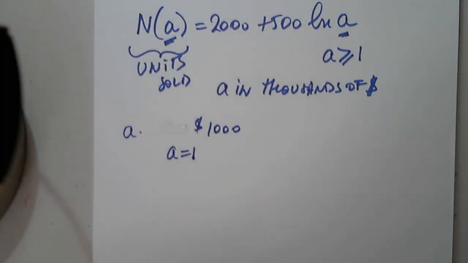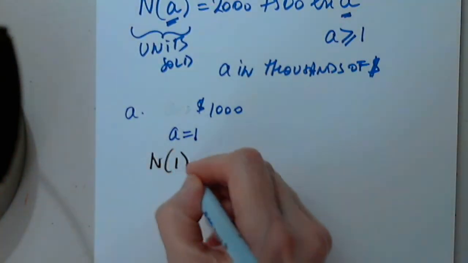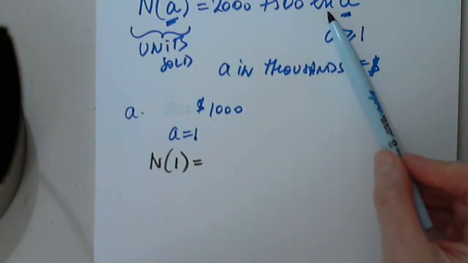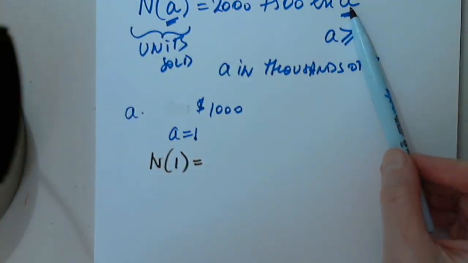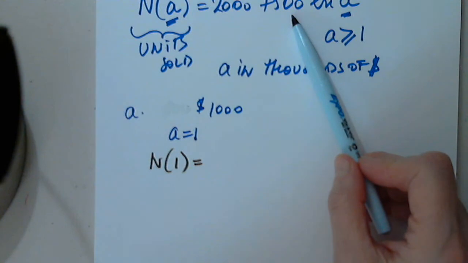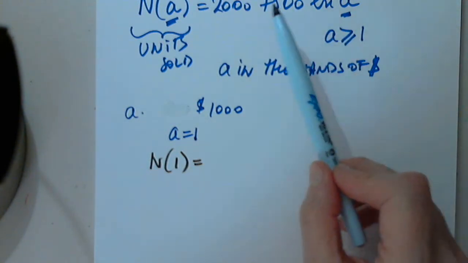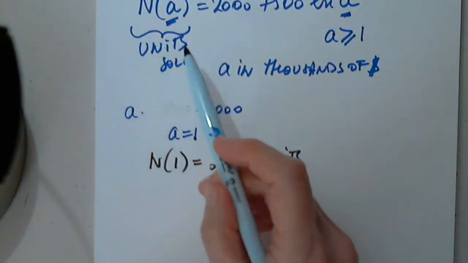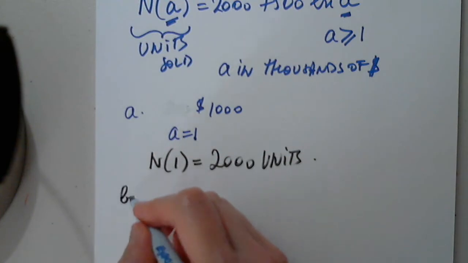Mallory, you said to plug it in? Because that's what we need to do. This does not even require a calculator. How much is natural log 1? Because we discussed that last time. We refreshed our memory on natural log 1. Isn't it 0? Excellent. How much is 0 times 500? Thank you, Rachel. 0. And how much is 0 plus 2,000? 2,000 units sold.